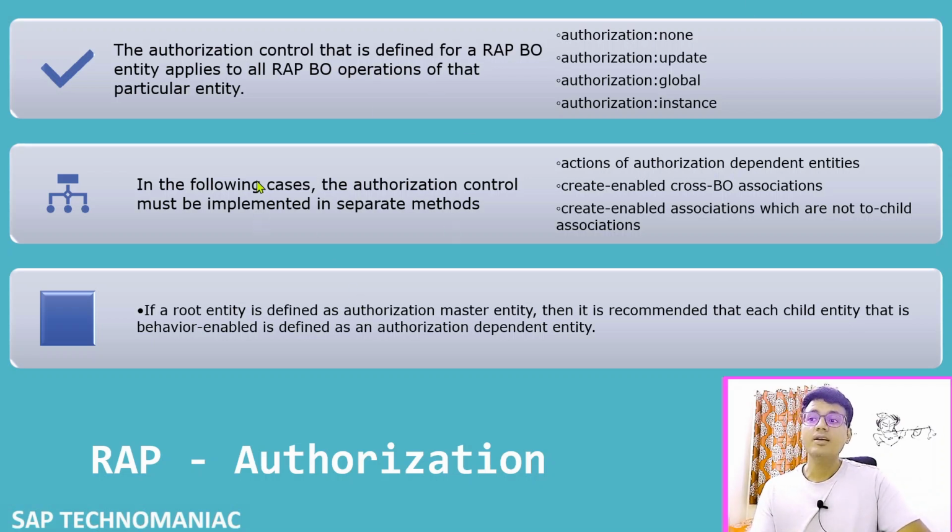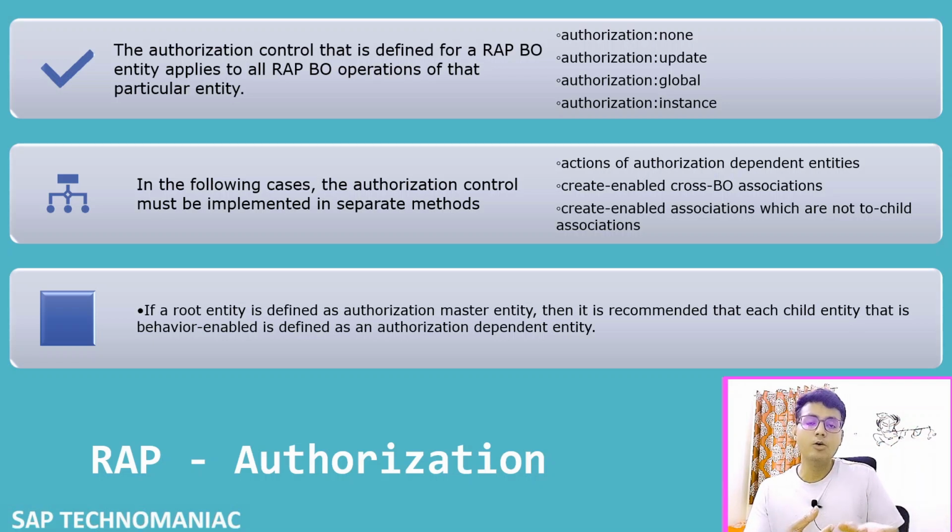And the second thing: there are three scenarios in which, even though you have defined the instance and global authorization in your entity, those authorizations will not be executed. First, if you have defined an action on an authorization dependent entity, where you have a root entity as authorization master and a dependent entity, and there we are defining authorization dependent by this particular travel in the booking entity. In the booking entity you have defined some action. For those actions, authorization will not be derived from your root entity, even though that is authorization dependent.